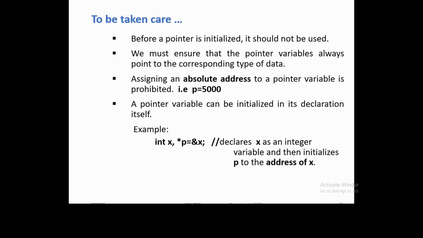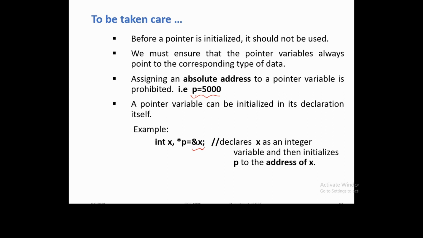Okay, so these are some of the important points that should be taken care of. Like before a pointer is initialized, it should not be used, and we must ensure that the pointer variables always point to the corresponding type of data. Okay, and assigning an absolute address to a pointer variable is prohibited. Like we cannot assign like this. We are able to assign by the ampersand operator, and we can assign directly the address of a particular variable.